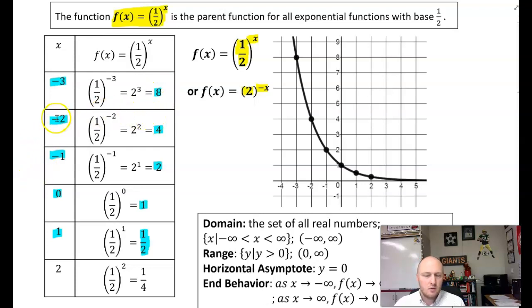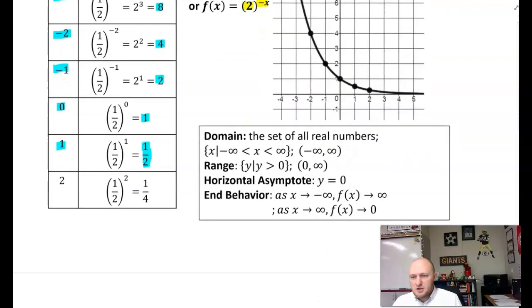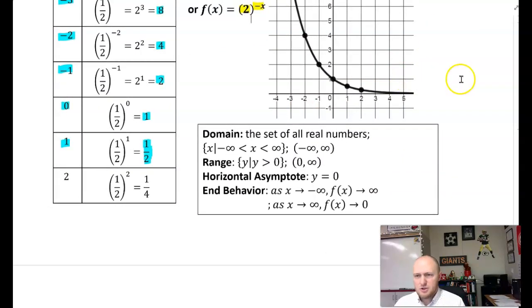Instead of going right 2 and up 4, we go left 2 and up 4, okay? Now, the domain and range are similar to our parent function, 2 to the power of x, as well as the horizontal asymptote, but our end behavior changes here. Our function values, as x goes in the negative direction unbounded, will get really, really large, and then they will decay as x increases in the positive direction. As x increases towards positive infinity, these values are going to get closer and closer to the horizontal asymptote, and for our parent function, that would be 0.